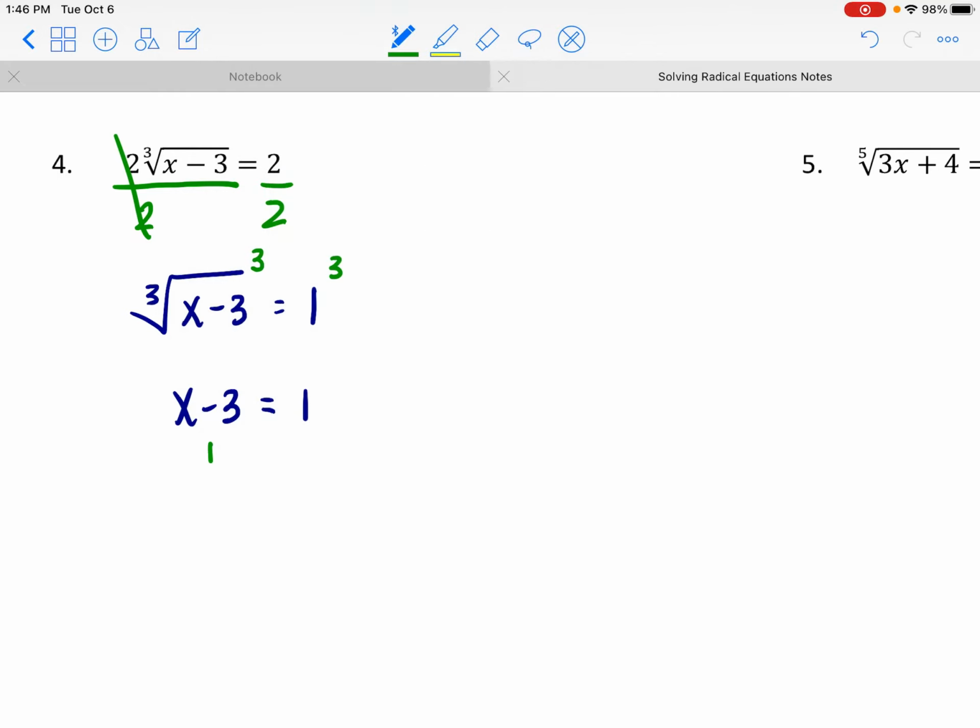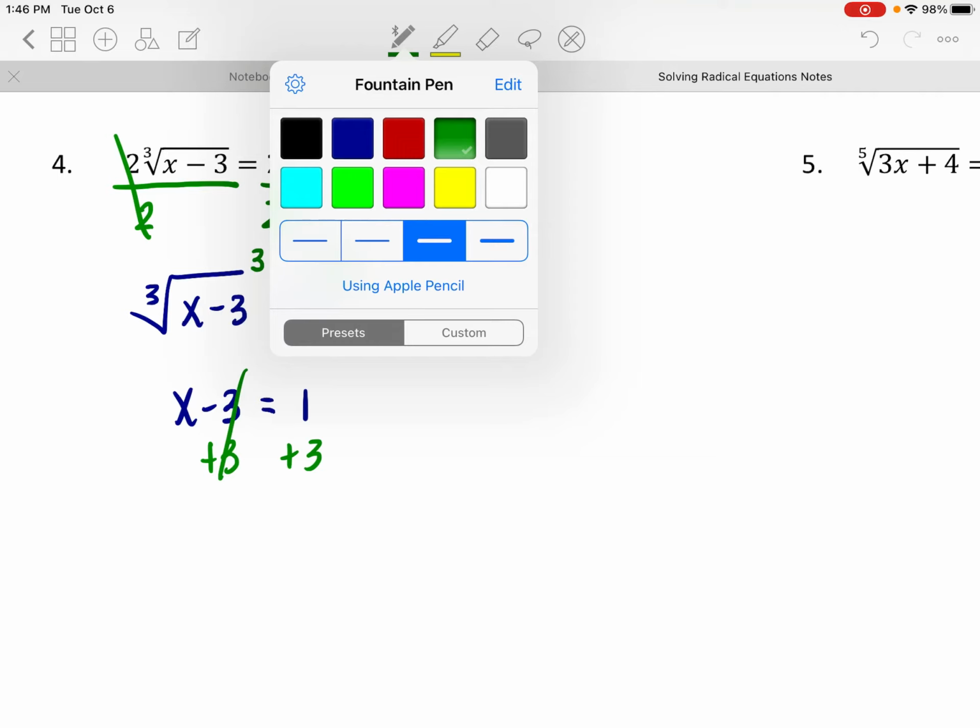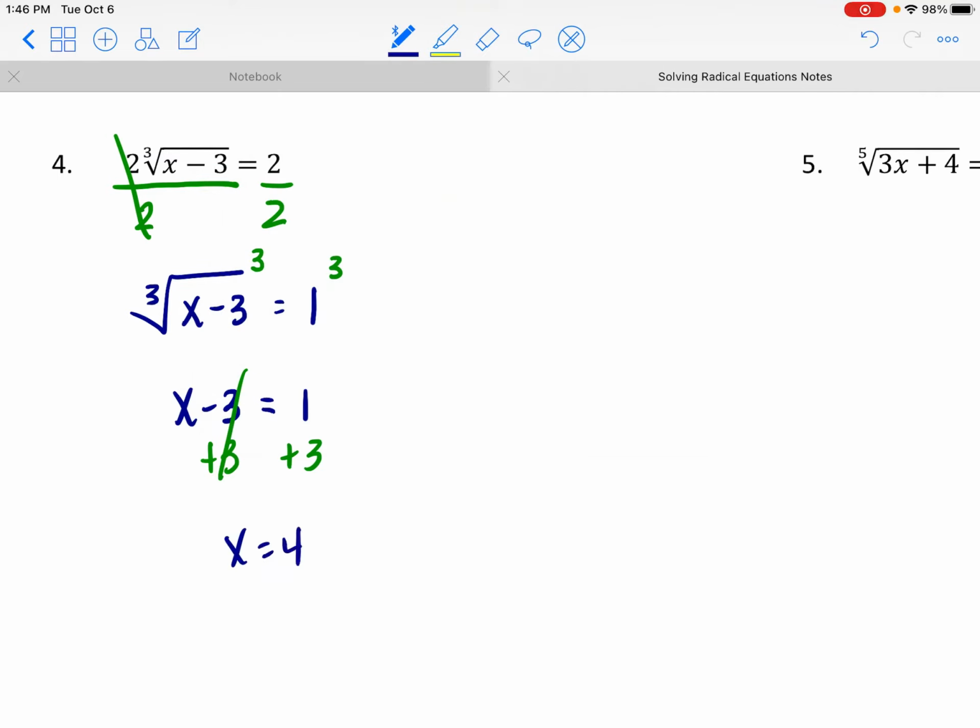Now I can get rid of that minus 3 by adding it over. So adding it over, I end up with x equals 4. And we can check it. We don't have to worry about it being extraneous because it's a cube root, which is unrestricted, but it's still a good idea to check your work, and it's easy, and this can be done in your head again.